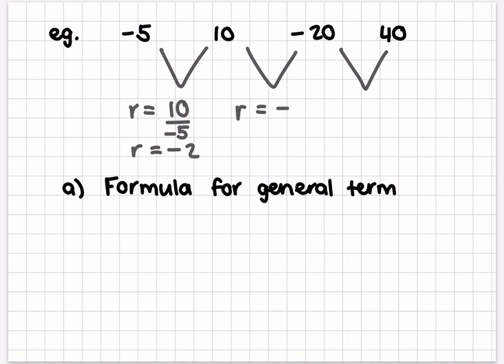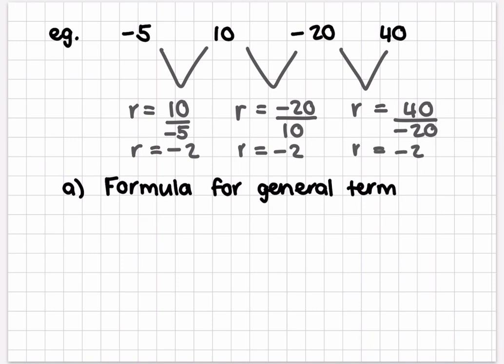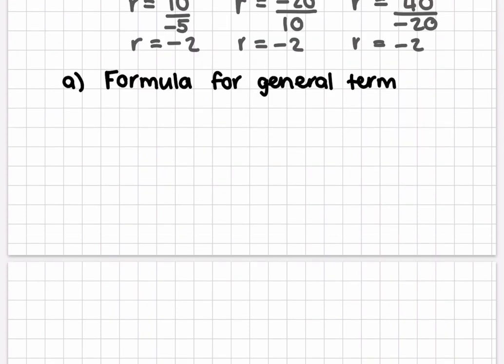Over here, we have -20 divided by 10. R is equal to -2. Here we have 40 divided by -20. R is equal to -2. So now we have a constant ratio of -2. This is probably the best starting point to have in geometric sequences. Question A asks us to find the formula for the general term.